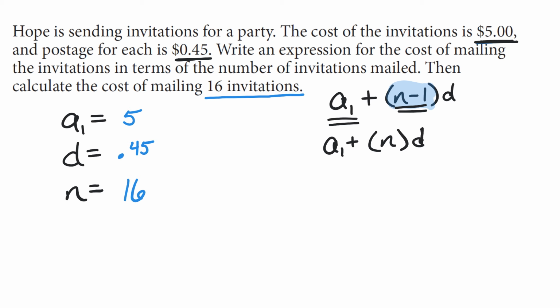All right, so let's work this one through. We know that our starting value is $5. We know that the number we're looking for is 16 invitations. And we know on those 16 invitations, we're going to pay 45 cents per invitation. So what we end up with is $5 plus those 16 invitations, which cost 45 cents apiece. So our sequence, a sub 16, would equal $12.20.